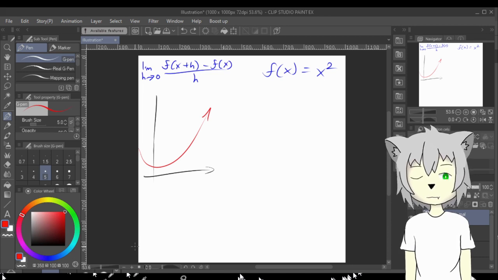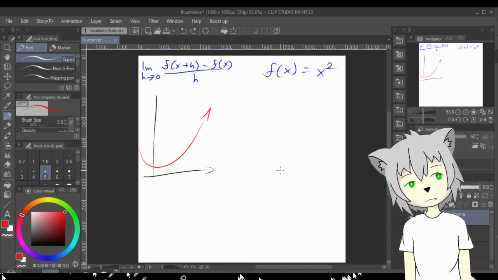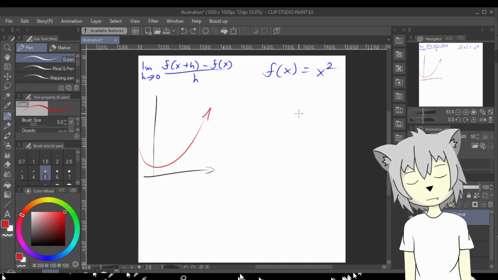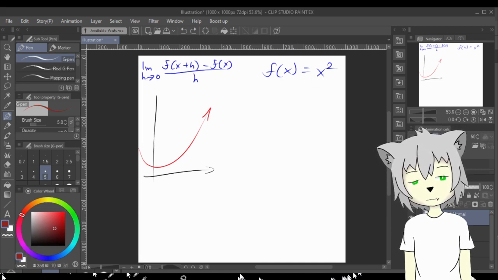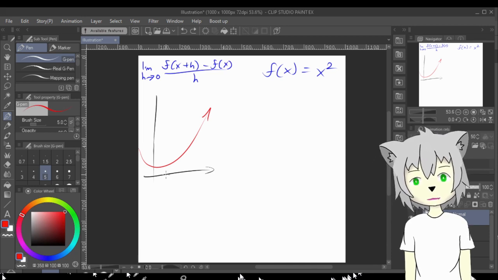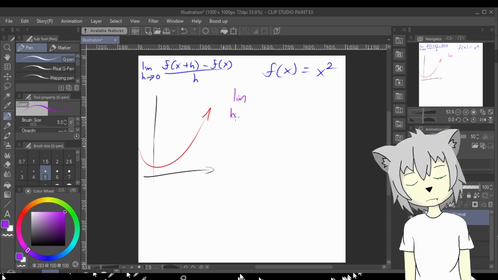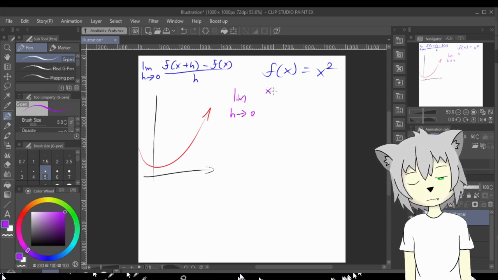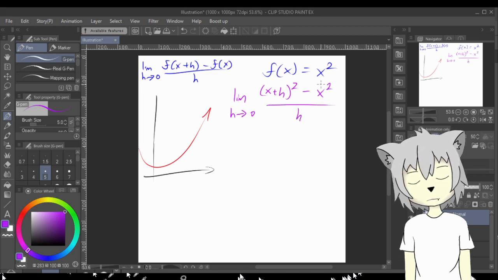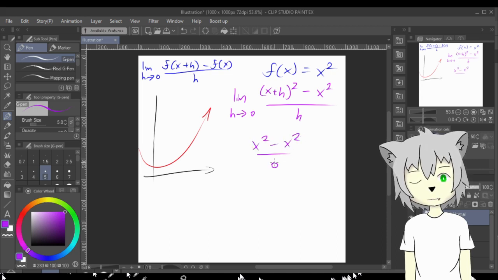That was my father. But basically, if I were to try and apply the limit on this function here, without really thinking about it, just say the limit as h approaches 0 of (x plus h) squared minus x squared over h. If we just apply 0 directly, we get x squared minus x squared over 0, and this is equal to 0 over 0. And it wouldn't make any sense, right?